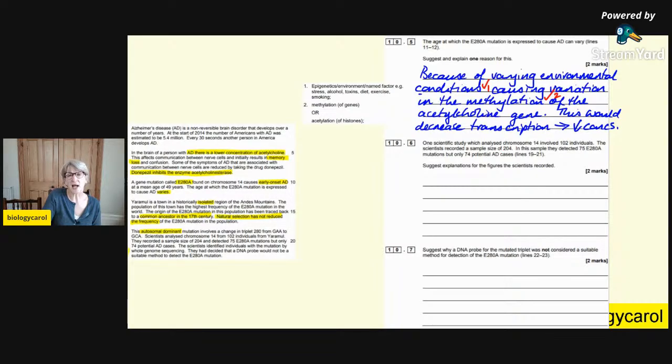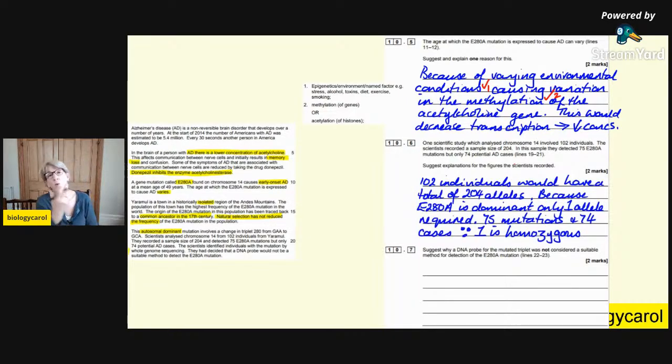One scientific study which analysed chromosome 14 involved 102 individuals. The scientists recorded a sample size of 204. I have clicked as to what is going on here. In this sample, they detected 75 mutations. Remember, it's dominant, but only 74 potential AD cases. Well, you've got to suggest an explanation for the figures. So my answer explained why the 204 and then why the 74 cases rather than 75.